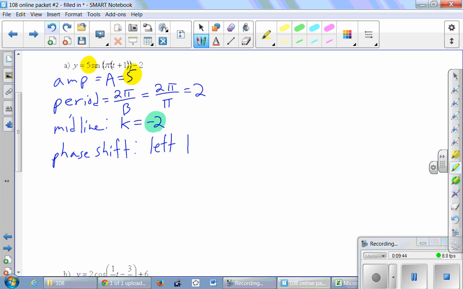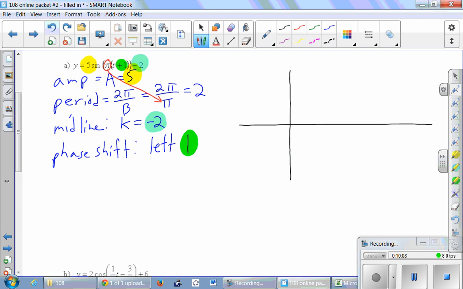And this -2 is sitting out here on the side. And then this left 1 is this business in here. And then the period is related to the pi. This pi right here is what goes in the bottom here. Okay, so we've got our pieces. How about we start drawing the graph?